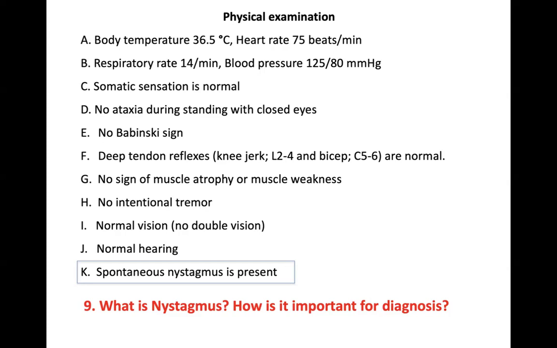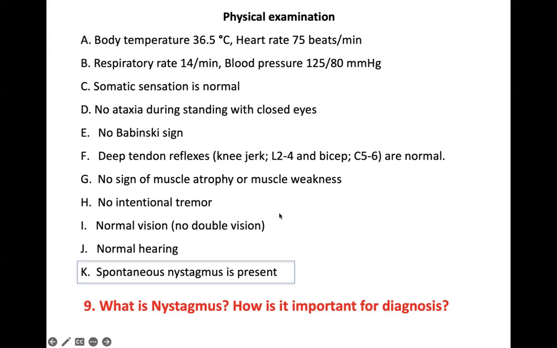unidirectional, horizontal, or suppressed with fixation, this will support BPPV or vestibular neuritis, which BPPV might be the suggestion for the disease of this patient, and combined with the positional vertigo, it is strongly supported that this is the diagnosis of BPPV.